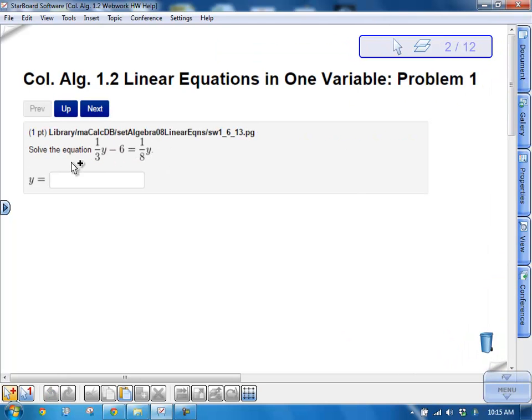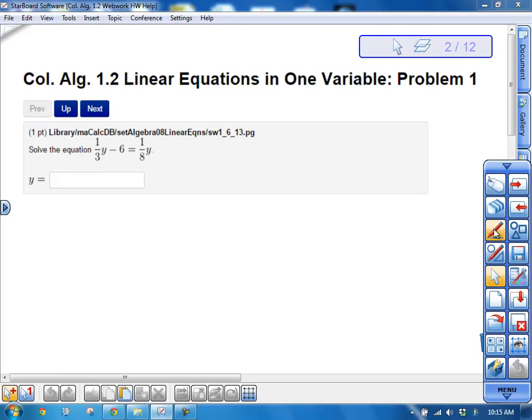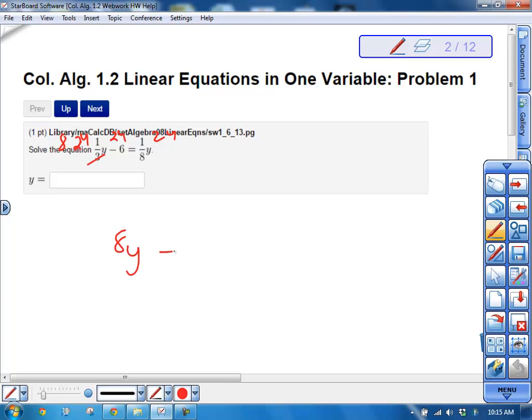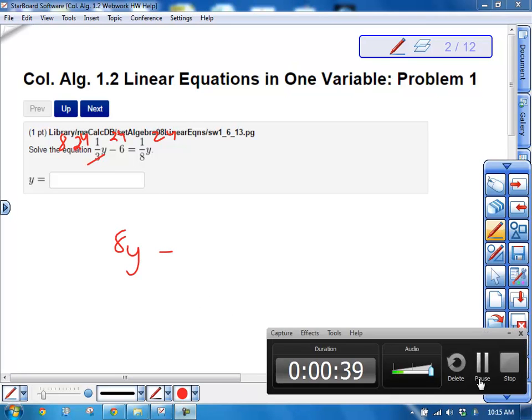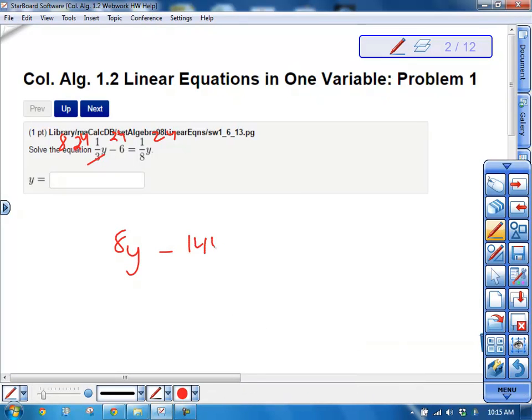Okay, first problem wants us to solve this linear equation right here. To do that, I always clear fractions whenever I have fractions in an equal sign. To do that, all you have to do is multiply through by the least common denominator, which in this case is 24. To multiply through by 24, you have to do it to everything. 3 goes into 24 8 times, so you're left with 8y. 24 times 6 is 144 equals, and then 8 goes into 24 3 times, so you're left with 3y.